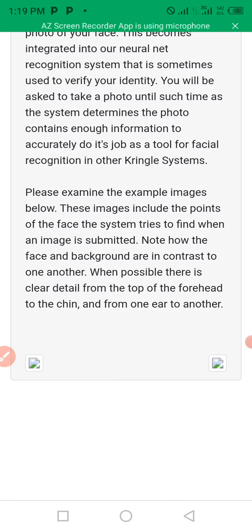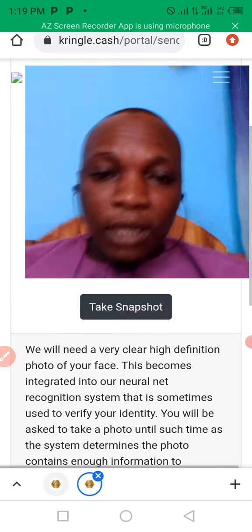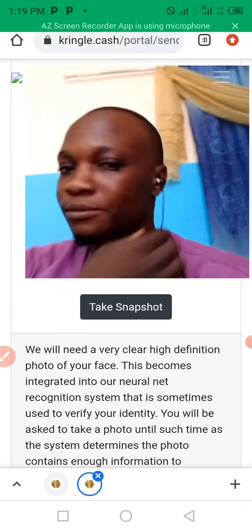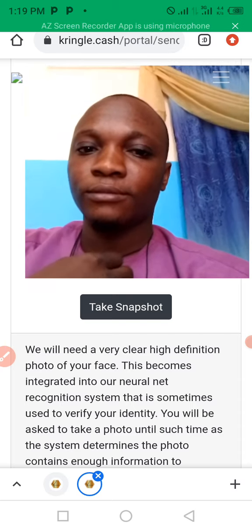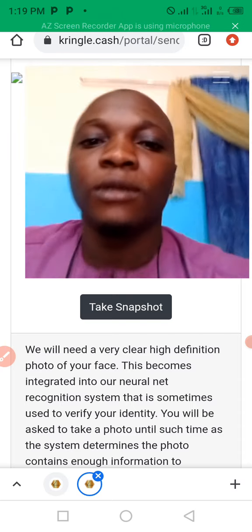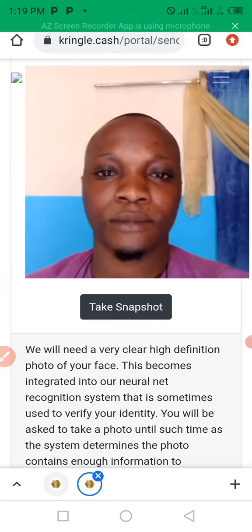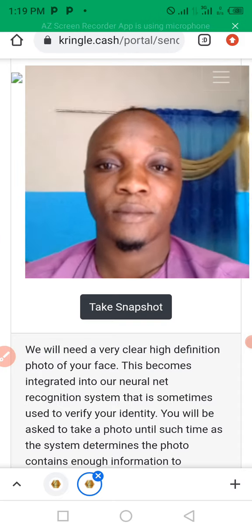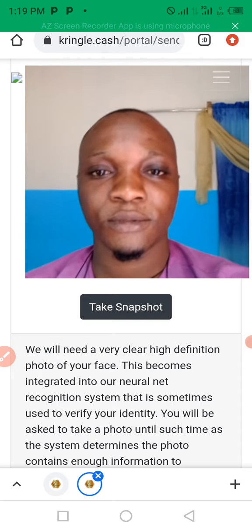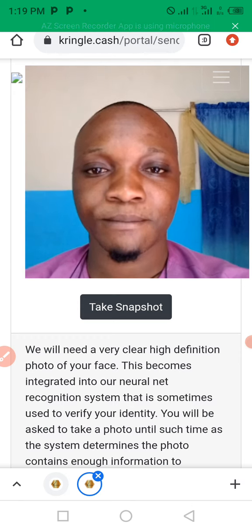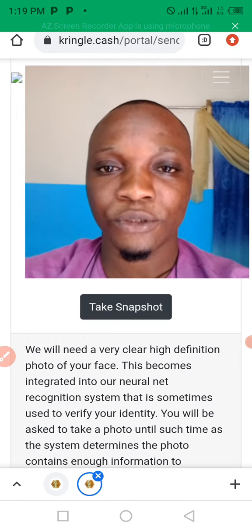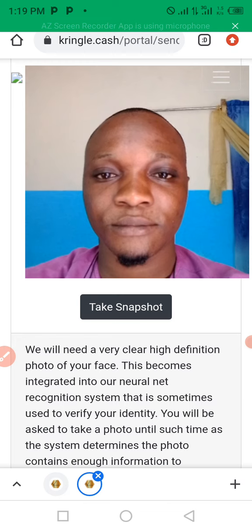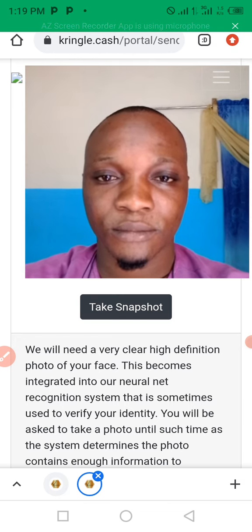So now what I will do is, let me remove my earpiece. You have to stand at the right place. Make sure you take the picture. The picture has to be very clear.